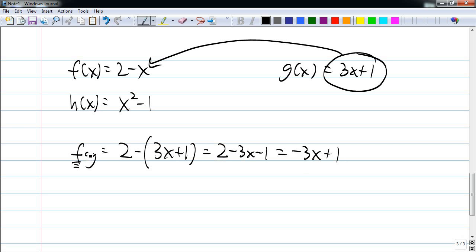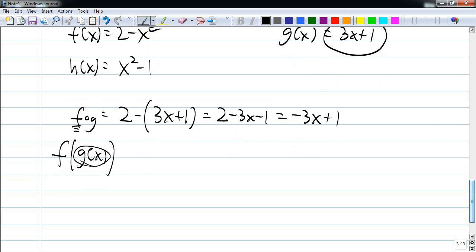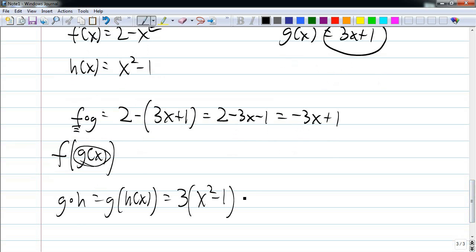Another way of writing f composed with g is f of g of x. And if you write it this way, you have the sense of I am taking whatever is in g and putting it into f as x. Let's look at a few more examples. Let's look at g composed with h. Okay, so I am taking h and putting it into g as x. g is 3x plus 1. So I'm going to write 3, and instead of x, I'm going to write h of x, x squared minus 1, plus 1. And then I'll simplify it out. 3x squared minus 3 plus 1 is 3x squared minus 2.